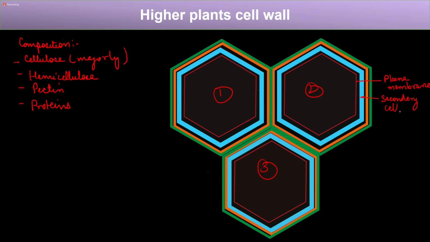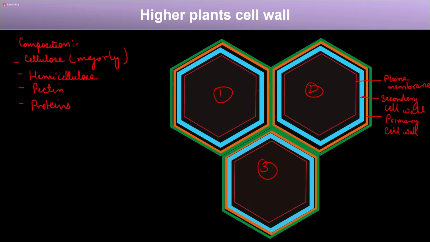This comprises the secondary cell wall. Now, next to this secondary cell wall, you can see there is this thin layer, right? And what is this layer called? This is called the primary cell wall. So this layer is called the primary cell wall.